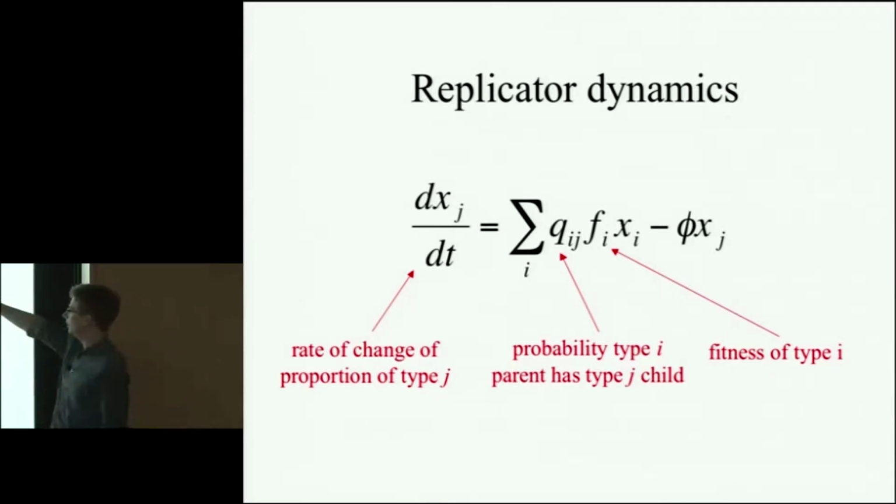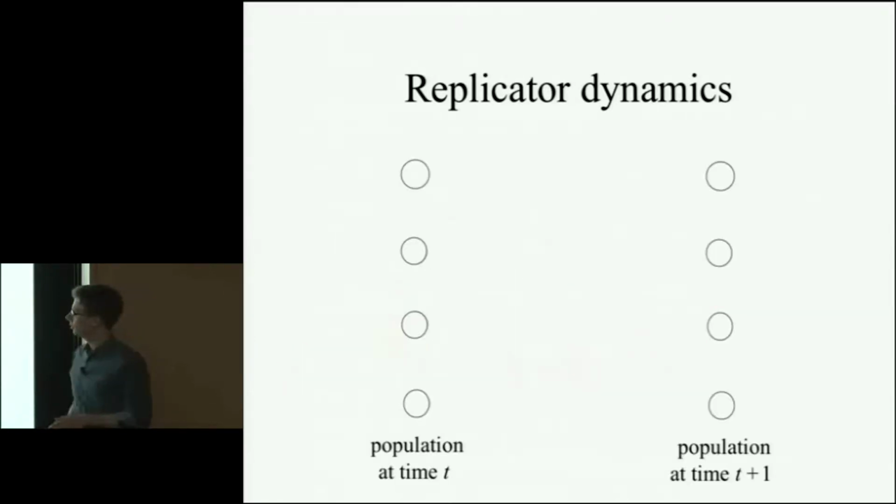And then there's this extra thing over here on the right-hand side, which you don't have to worry about. That just makes sure that the population proportions sum up to 1. So the real action is in the first term of that equation. So we can break this down and express it in a slightly more intuitive way.